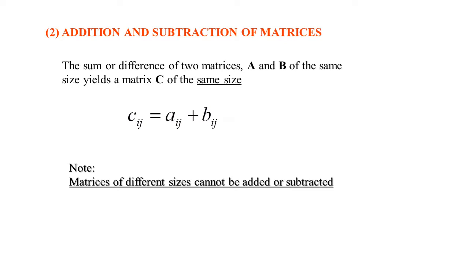Here we need to understand that difference means subtraction. When you want to add two matrices, they should be of the same size, not different sizes. When you want to subtract, they should be of the same size, and the answer will be the size of the given matrices. So matrices of different sizes cannot be added or subtracted. This is what we need to remember here.